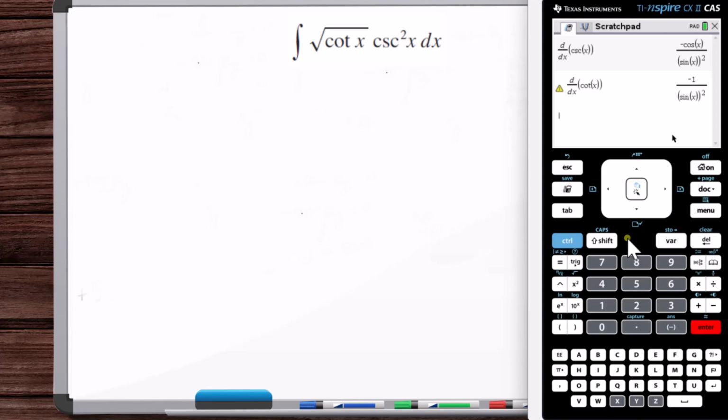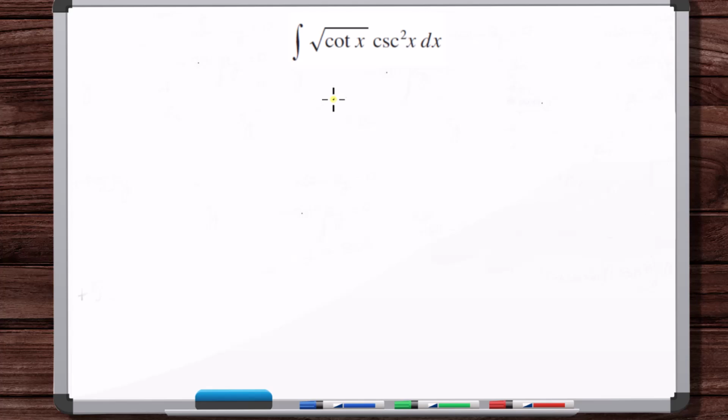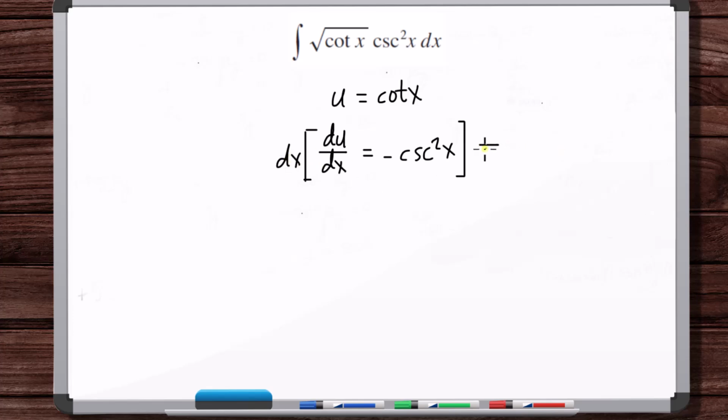Okay, so the derivative of cotangent x is minus cosecant squared of x. So if we say u is equal to cotangent x, then du dx is equal to minus cosecant squared of x. So du is equal to minus cosecant squared of x dx. Okay, so minus du is equal to cosecant squared of x dx, and that's what we're going to substitute for.